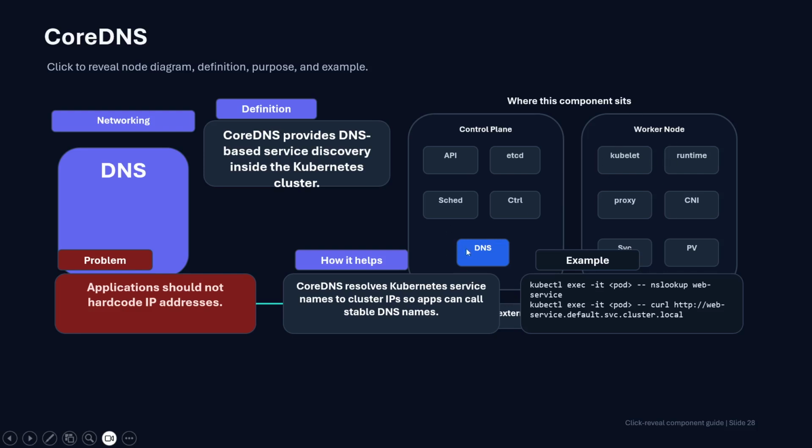What is its task? You can see here, if I am creating a service, suppose my service name is web-service, then this is the DNS name: web-service.default.svc.cluster.local. This DNS name can be used by other applications inside the cluster to access that application.